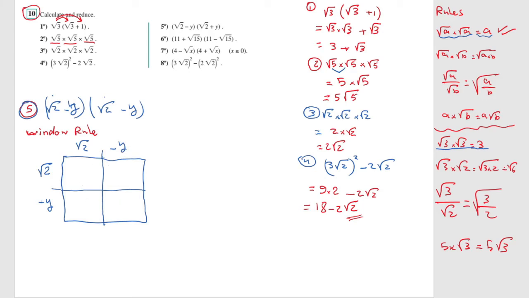Meaning how? For example, here what should I write inside? Radical 2 times radical 2, you should write 2. Radical 2 times negative y radical 2, like this. Negative y times radical 2, also negative y radical 2. Negative y times negative y becomes positive y squared. At the end, I add all of them together. So you will write y squared, which is y squared. Right away, I write y squared here.